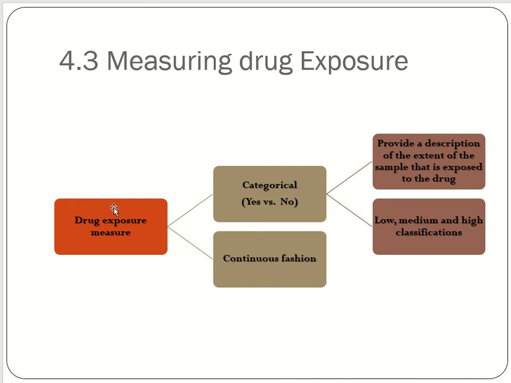Drug exposure can be measured in two different ways. It's either categorical, meaning yes, there's some level of exposure, or continuous, where you actually give it a measure, a unit of how much exposure happened. If you're into the categorical, then it's one of two ways. Provide a certain description of the extent of the sample that is exposed to the drug, and you can also look at low, medium, and high classification.